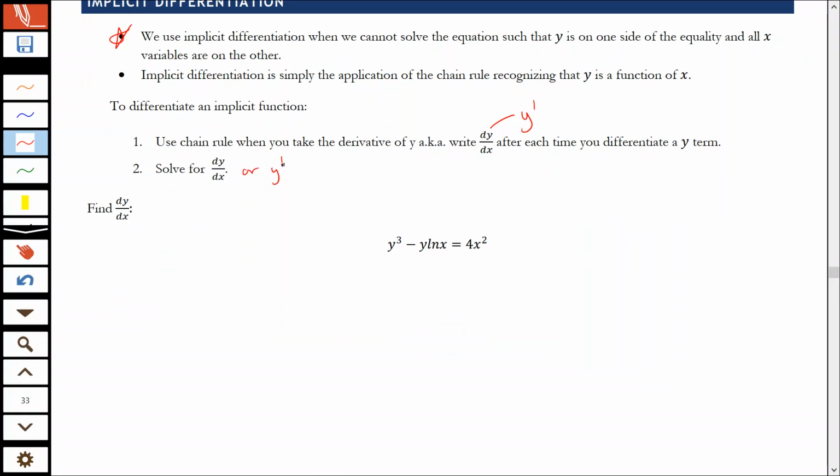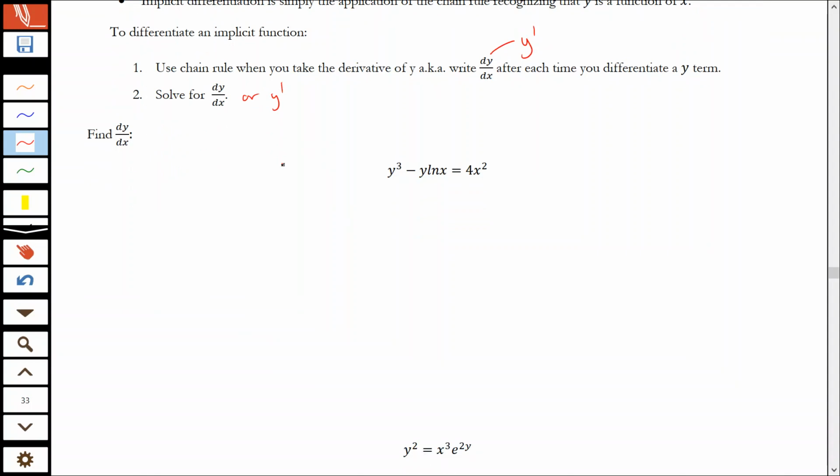So if I'm looking at the function of y cubed minus y times ln x equals 4x squared, if I take the derivative of y cubed, that is going to be 3y squared, but the derivative of the inside is y prime. Don't know what that derivative is. I just write, hey, it's the derivative of y, whatever y happens to be. I have to watch here because this negative y times ln x, this is actually a product rule. Remember, y is a secret function of x.